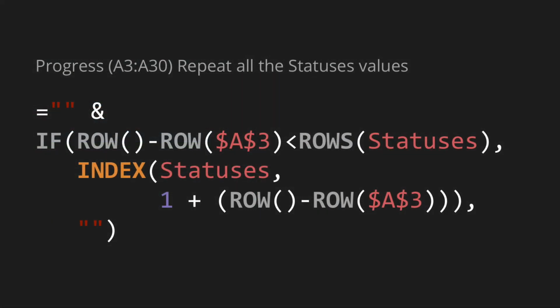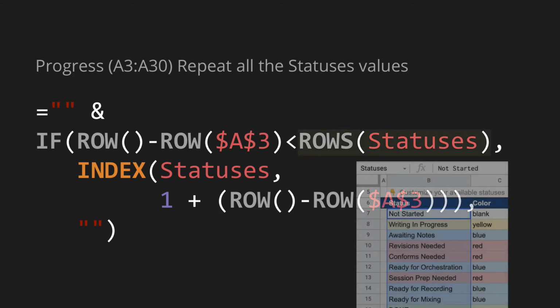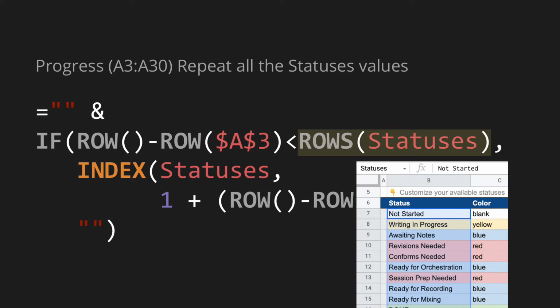If I just wrote 3, this formula would stop working correctly if you added any more rows up top. Okay, and then this ROWS, plural, will count up how many rows are in the range you give it. This IF guard then makes sure that we don't try this for more rows than there are statuses, since the INDEX function would cough up an error if we tried to do that.